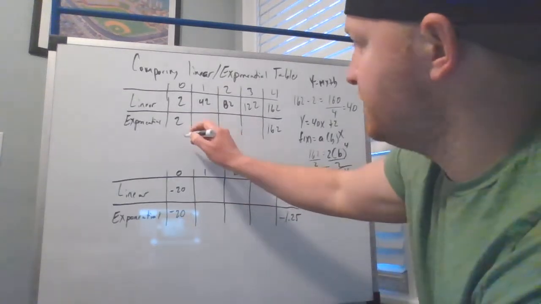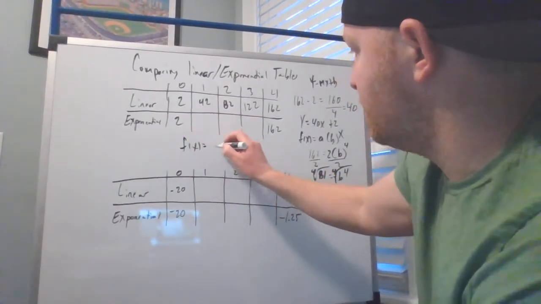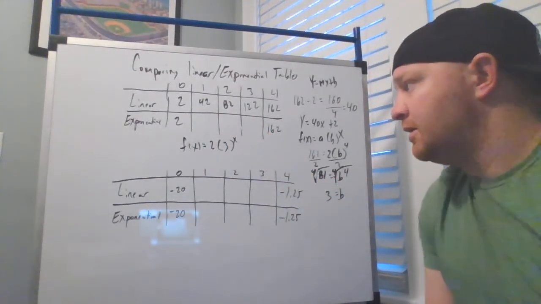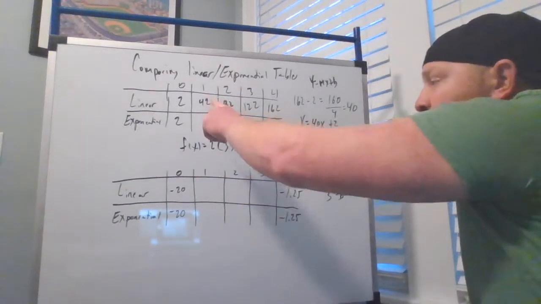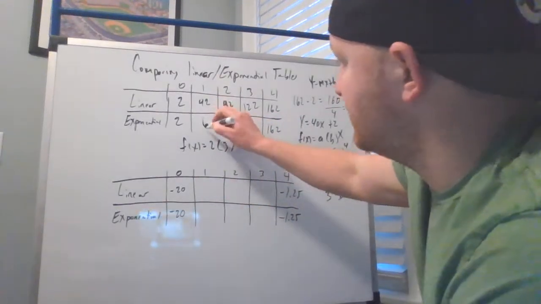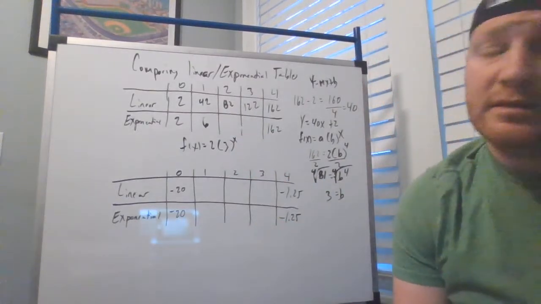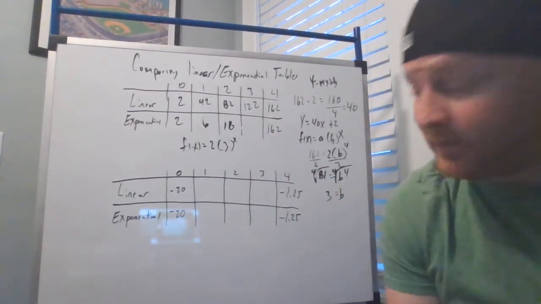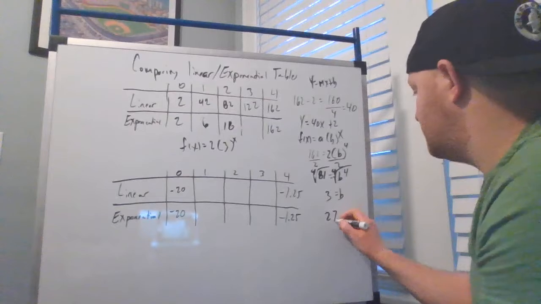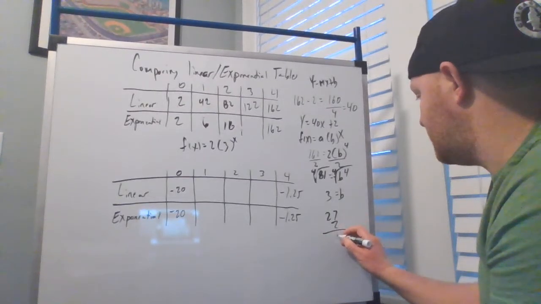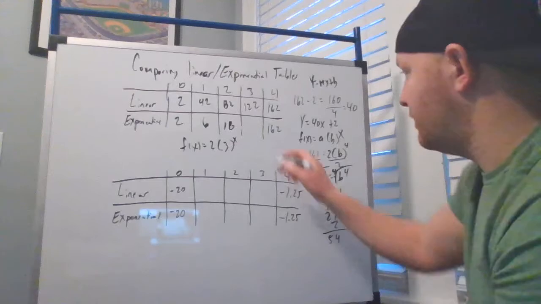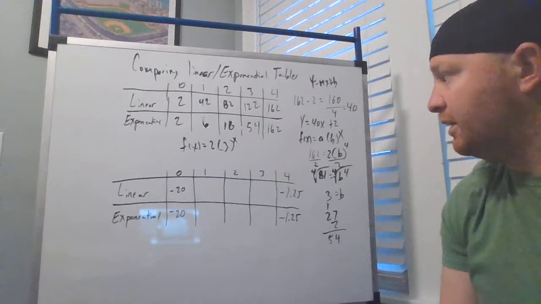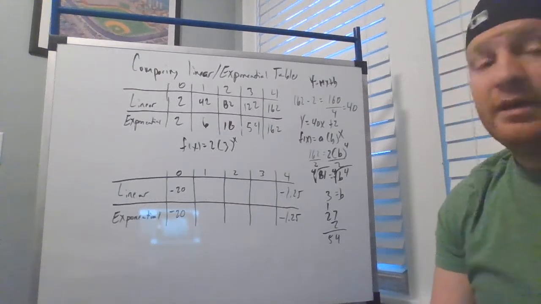Okay? So our equation for this is going to be f of x equals 2 times 3 to the power of x. All right? So now to fill in this table, 3 to the power of 1 is 3, times 2 is 6. 3 to the power of 2 is 9, times 2 is 18. 3 to the power of 3 is 27, times 2 is 54. And of course, we already know that this one works out appropriately. So we are solid there. That is how you do that one.